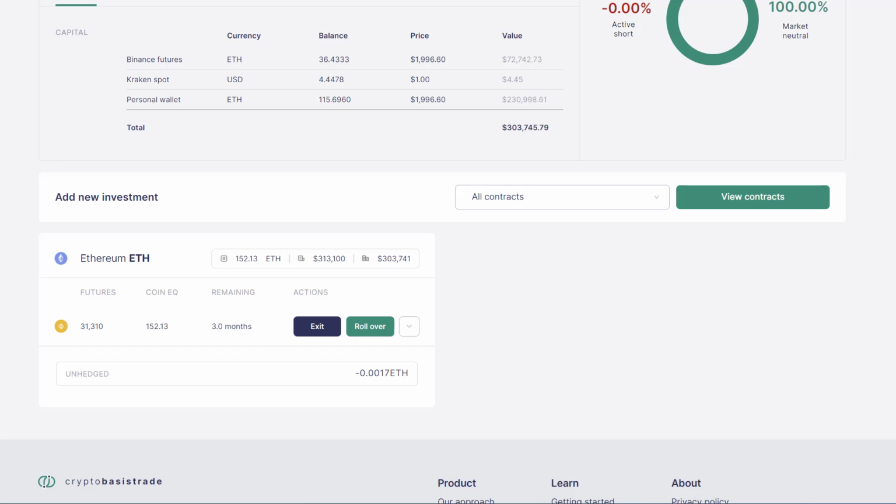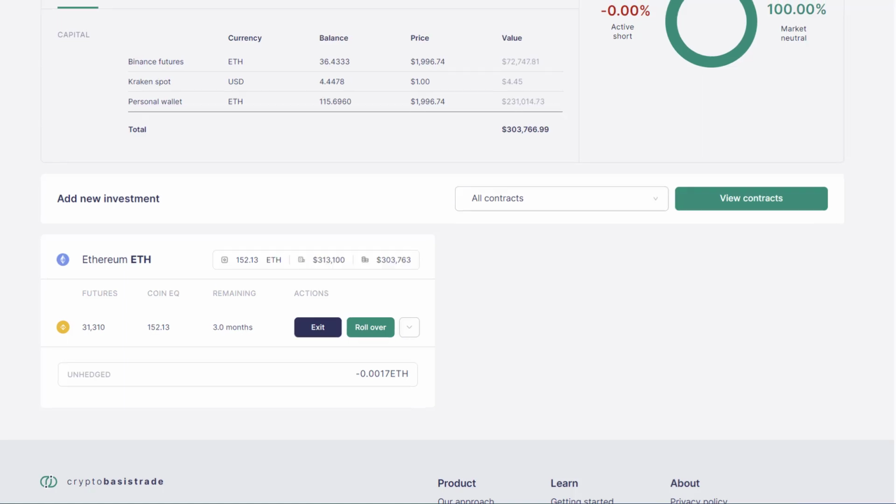Now, our Ether portfolio is fully hedged. The nominal value of the futures position is $313,000. The current value of the portfolio is slightly lower than before the rollover due to exchange fees for trading June and September contracts. Our expected profit on the basis trade in 3 months is the difference between these two numbers, which is around $9,000.